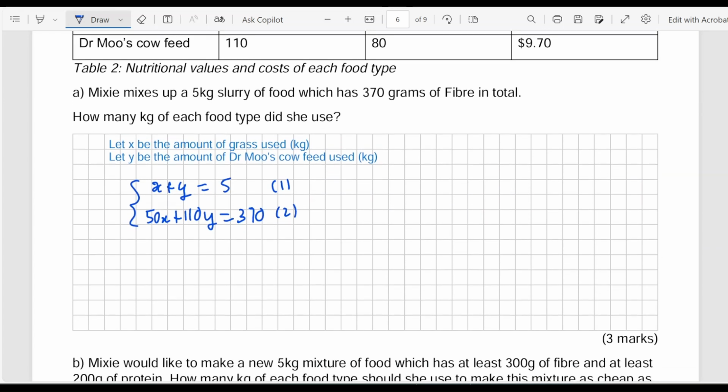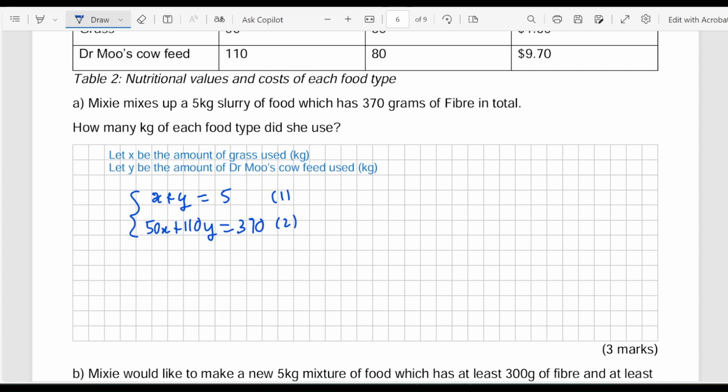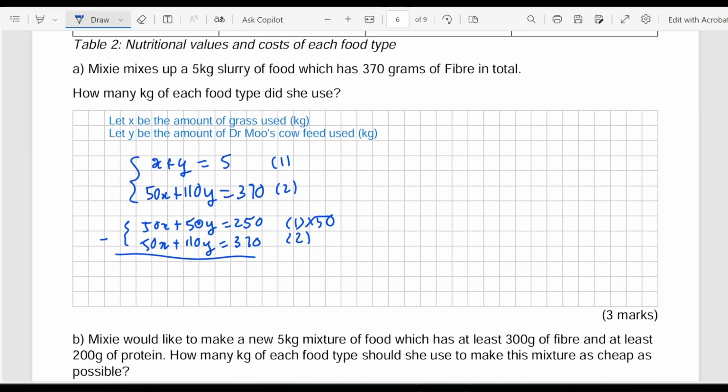All right, now we can use elimination to solve this, for example. So we could times the top equation by 50. So I get 50x plus 50y is 250. And I get 50x plus 110y is 370. So this is equation 1 times 50 and equation 2. And then we can just subtract the equations from each other. So you get minus 60y is minus 120.